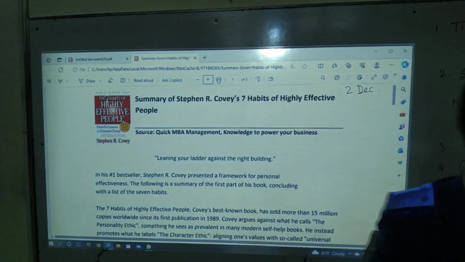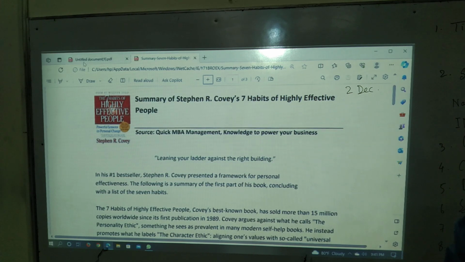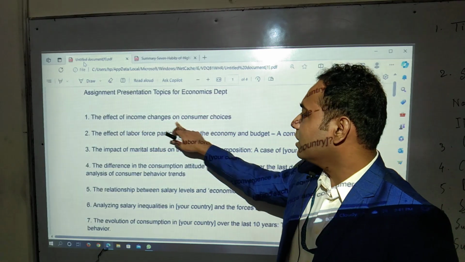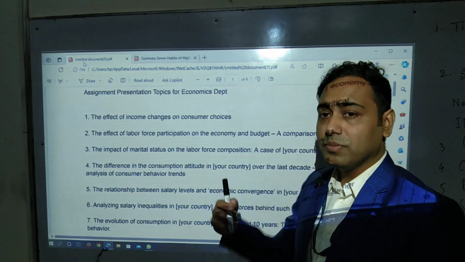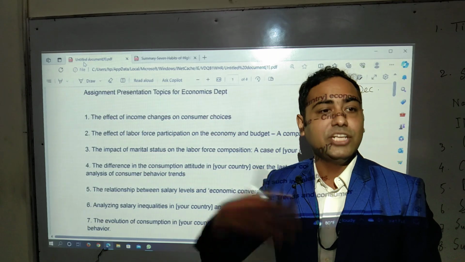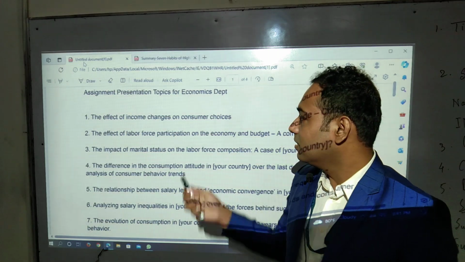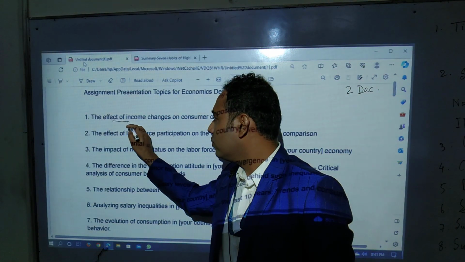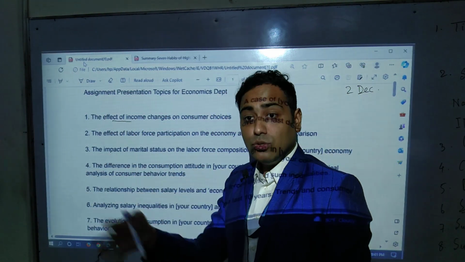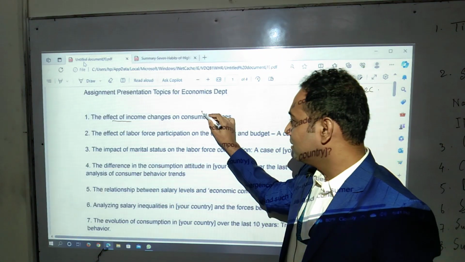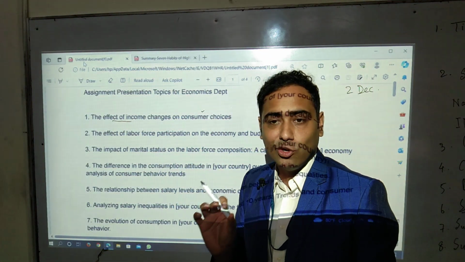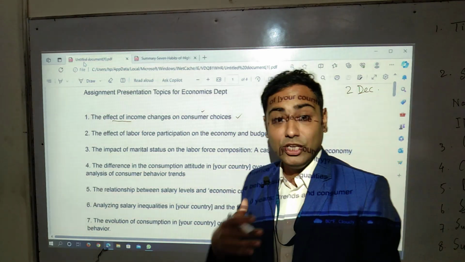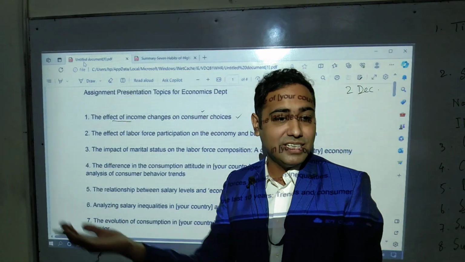So take a look at this. These are the titles you got, one after another. The effect of income changes on consumer choices. Consumer means the people who buy things and use them, common people like us. So the effect of income is important. How much money do you earn, and according to that you buy things, right? That's a very interesting economics idea. Believe me, if you can present it well with your own writing, you can publish it in journals.